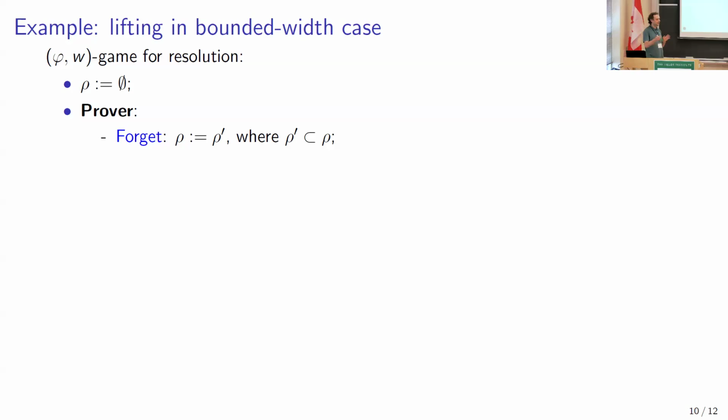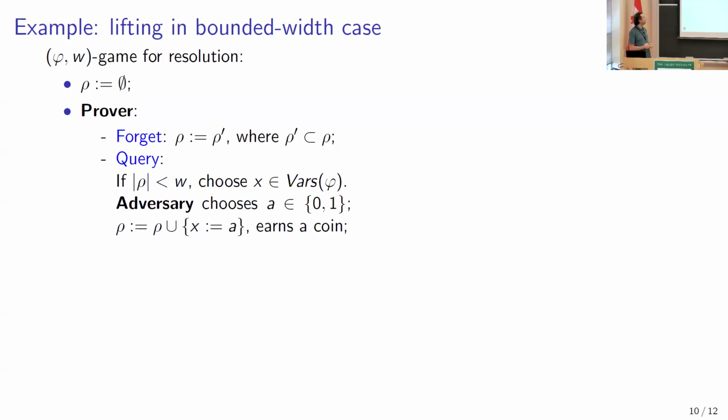It means that we can erase some values from the assignment rho. And query: if the size of rho is less than W, the prover can choose a variable, then the adversary chooses a value for this variable and adds it to the partial assignment. And for this move, the adversary earns a coin. And the game stops when the partial assignment falsifies a clause.